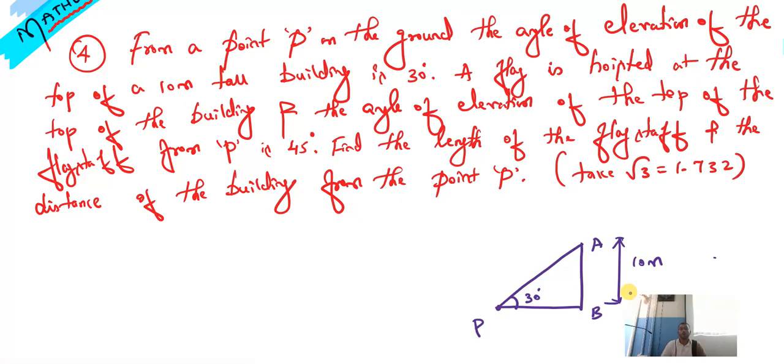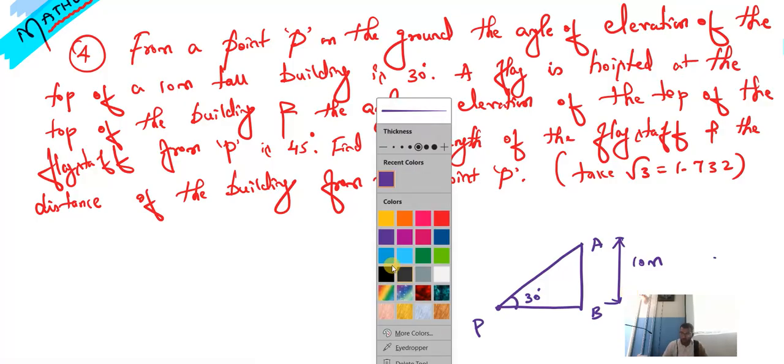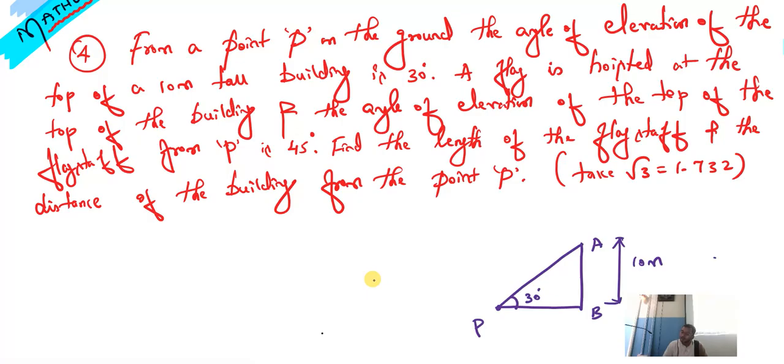Now, what is happening? A flag is hoisted at the top of the building. We are going to hoist the flag on the top. So, top of the building is A. So, here I am hoisting a flag.